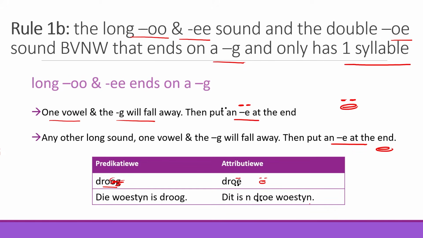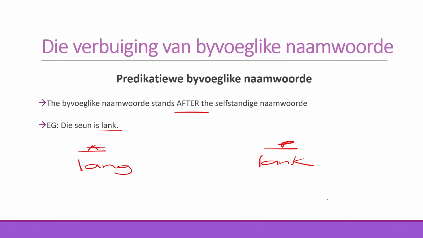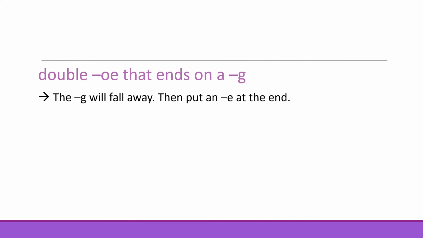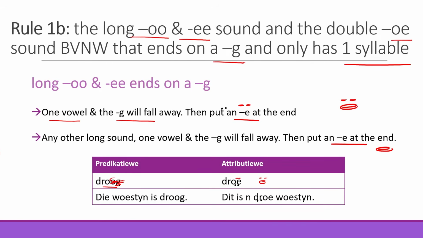So when you want to put your byvoeglike naamwoord in front of your selfstandige naamwoord, you got it, things change, and that's where these rules are coming in. Alright, and I already discussed that.